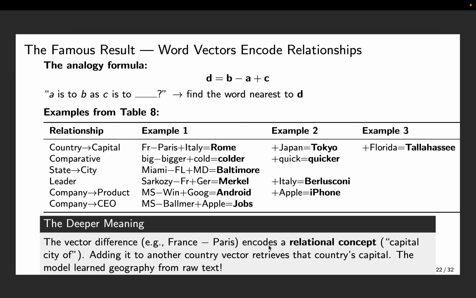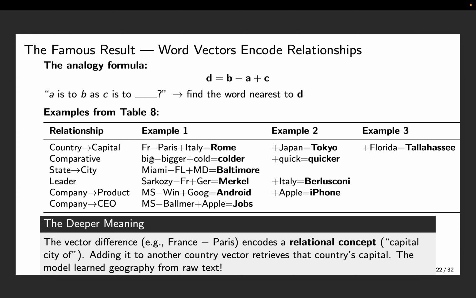For example, France minus Paris plus Italy is equal to Rome. The vector France minus Paris captures the concept of capital of the city, and add it to Italy, and you get the capital of Italy, Rome, which is correct. And France minus Paris plus Japan is equal to Tokyo. So correct. France minus Paris plus Florida is equal to Tallahassee, which is also correct.